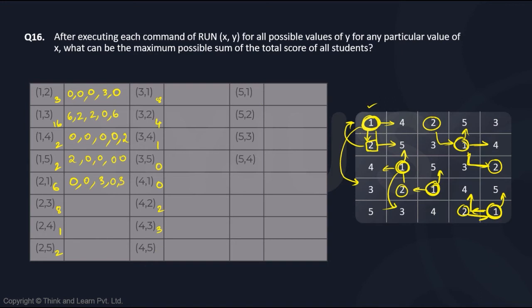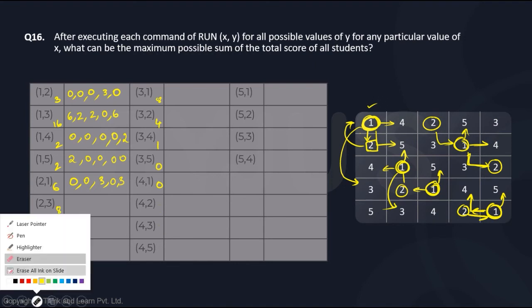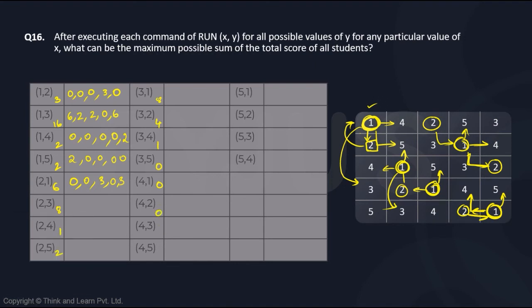Right, so 3, 5 is 0. 4, 1 is 0. 4, 2 is also 0. Okay, so that's the error. So 4, 2 is also 0. 4, 3 is 2. 4, 5 is 3.